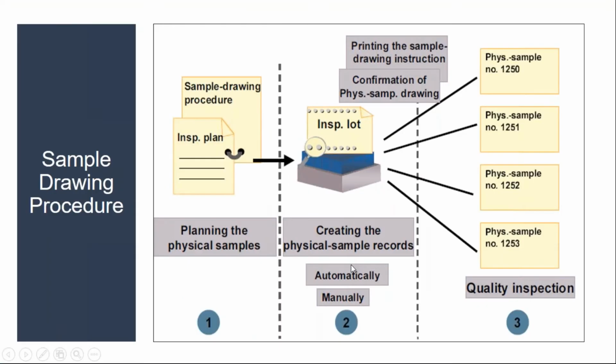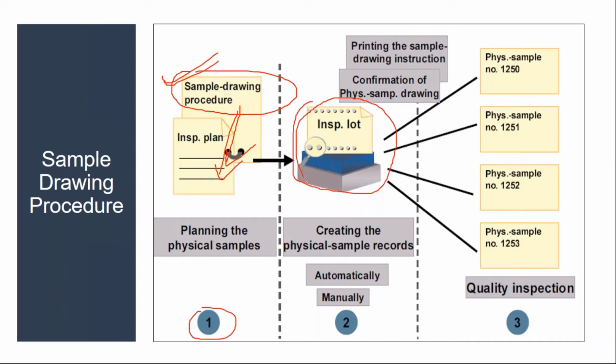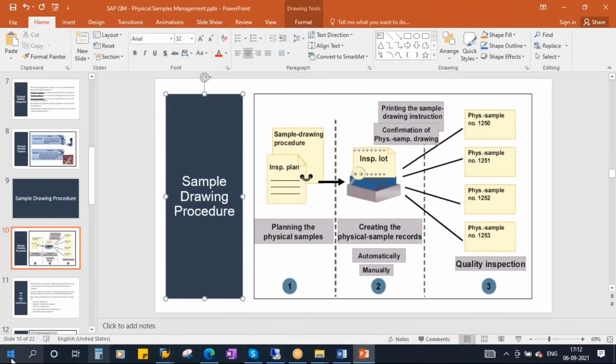First we will create the sample drawing procedure. Then we will assign it to the inspection plan. In the sample drawing procedure, you will maintain all the required info, and you will assign it to the inspection plan. This is step 1. Now, whenever the inspection lot is created, the system automatically creates the physical sample records. It will create the primary, pooled, or reserve samples, whatever samples are there.